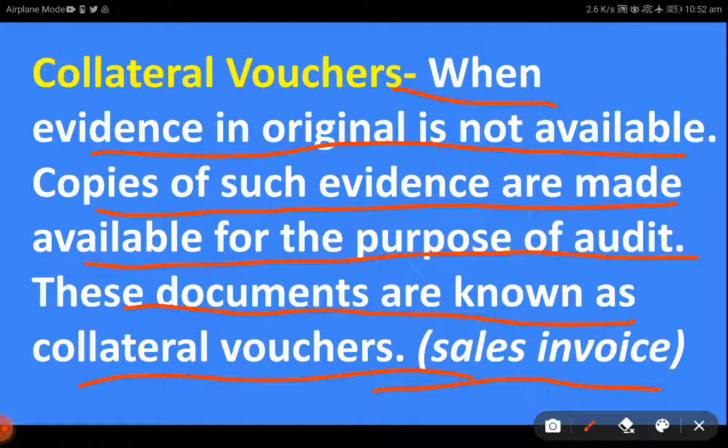So for him, it's a sale, and the sales invoice for him is a collateral voucher, okay, because it's a duplicate evidence. It's a copy of such evidence because he has given the original invoice to you, and he will keep the copy of sales invoice with him. So for him, the sales invoice is a collateral voucher because he is not having the original one. He is having a copy. So he is having the copy of the evidence of sale, not the original evidence of sale, okay.